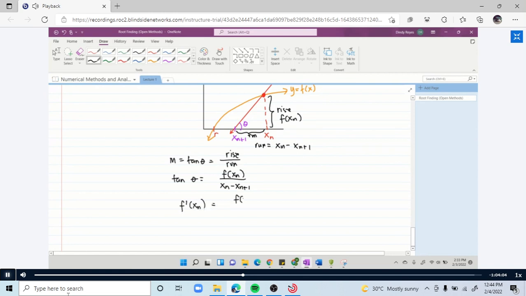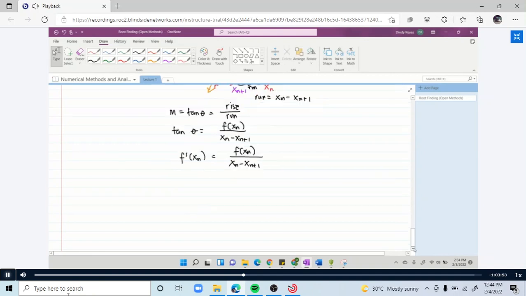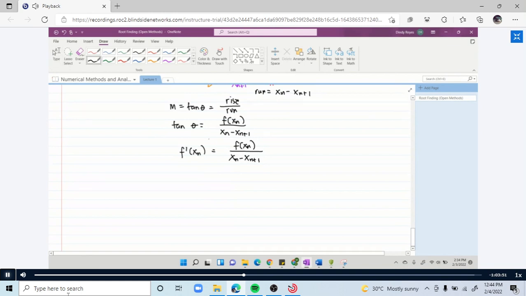Okay, that is equal to f of x sub n over x sub n minus x sub n plus 1. I'm just deriving the formula. And then manipulate the equation, solve for x sub n plus 1. By cross multiplication, you'll have x sub n minus x sub n plus 1 equals f of x sub n over f prime of x sub n. And then solve for this.